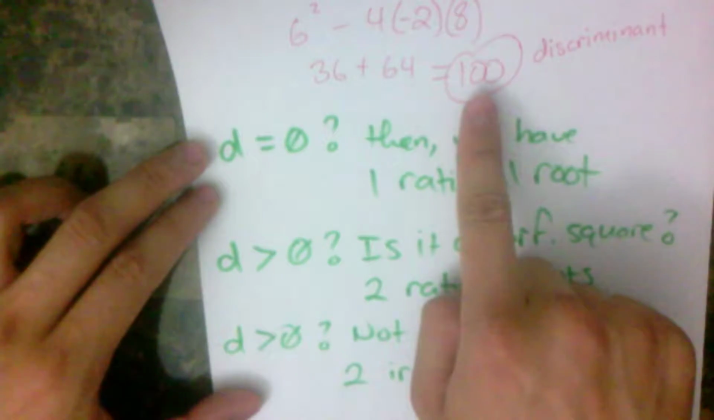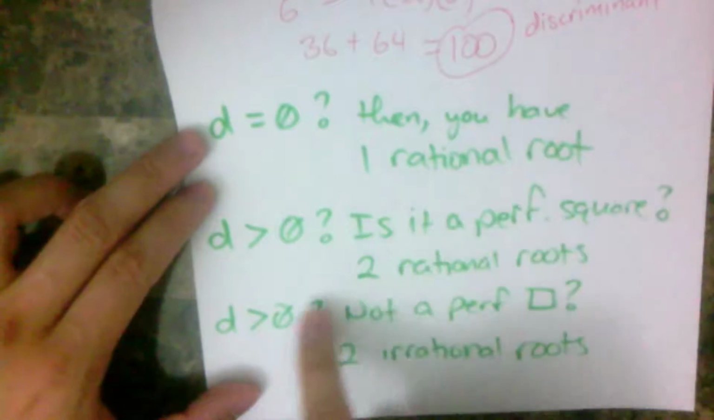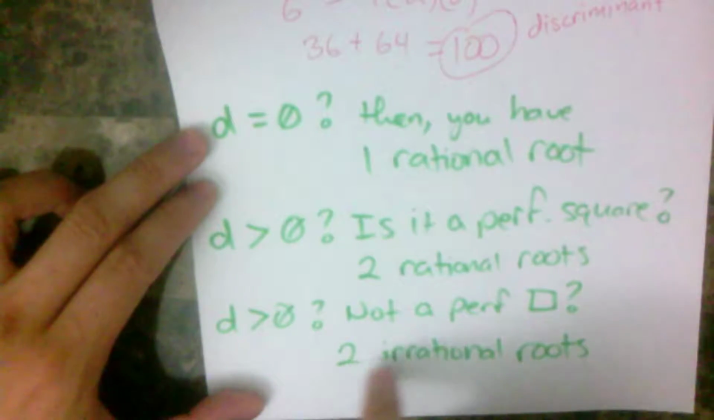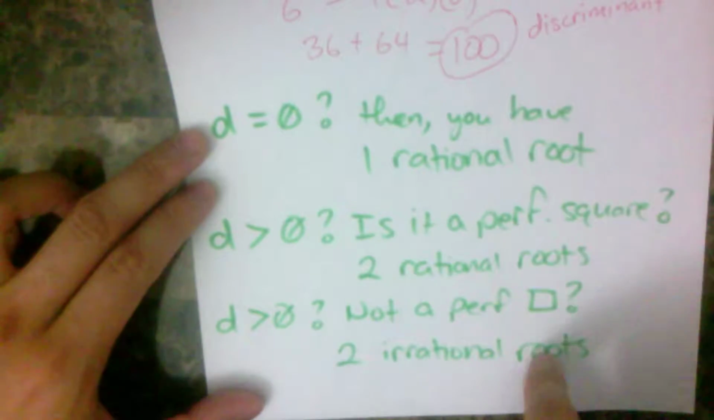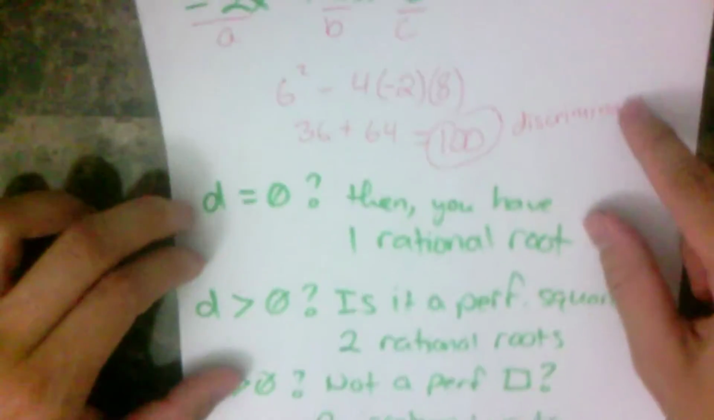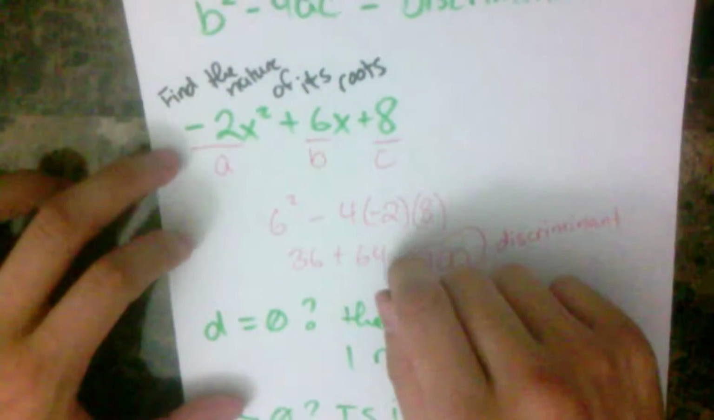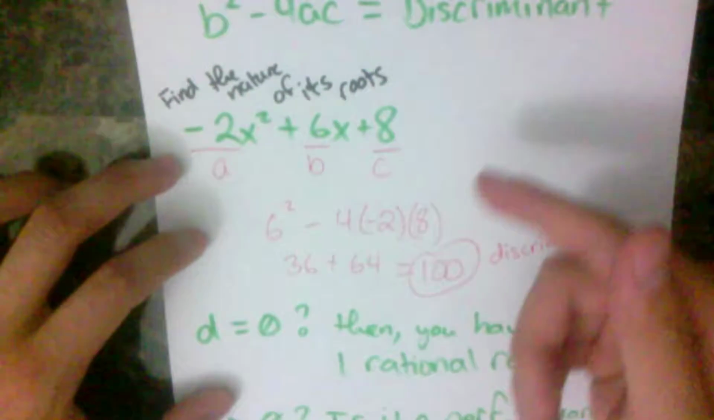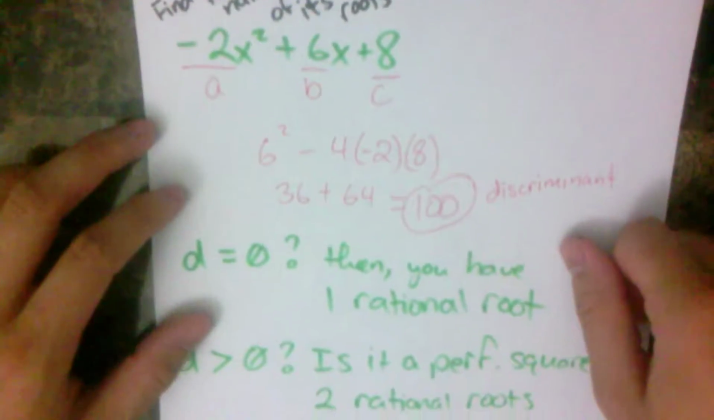If instead this number was, I don't know, 99, then 99 is greater than 0, but it's not a perfect square, so you would write 2 irrational roots. You're going to get 3 or 4 of these problems on the test, and they're just going to ask you to either find the discriminant and then tell me the nature of its roots, or it's just going to give you the discriminant and then ask for the nature of its roots. Okay?